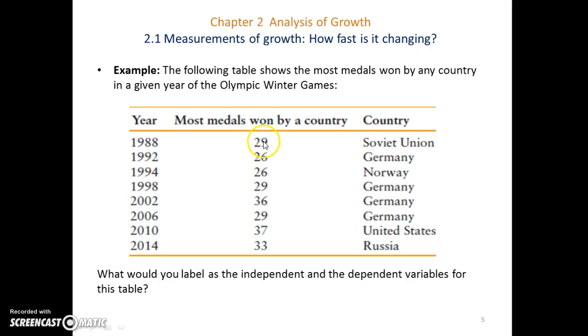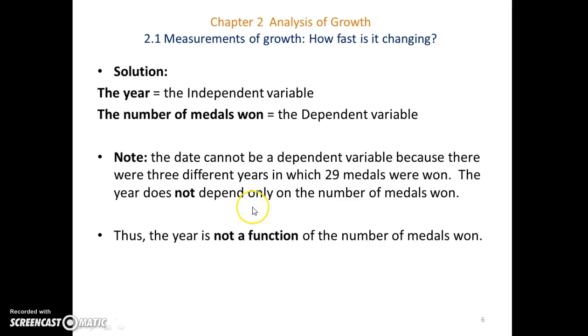So if we look at the number 29, if this is our independent variable, there are 3 different years that have the same input value, right? So this is not a function. The year is not a function of the number of medals won, but the number of medals won is a function of the year.